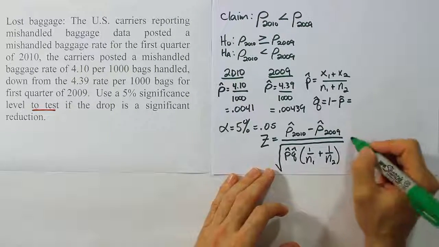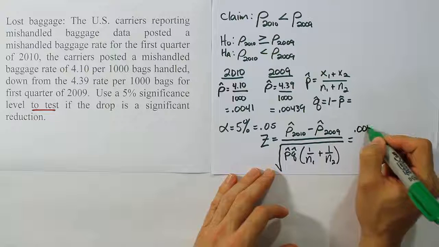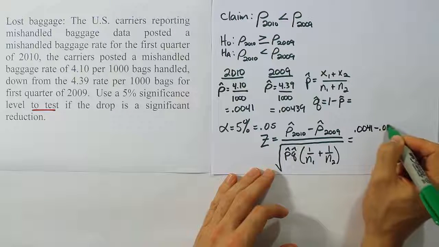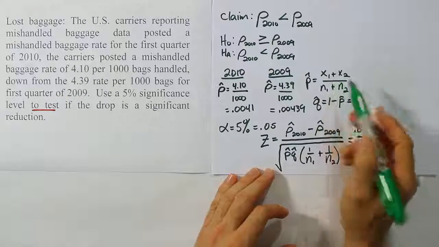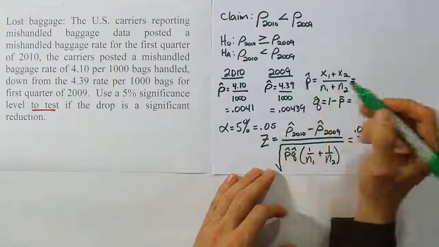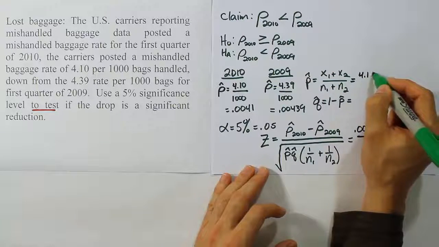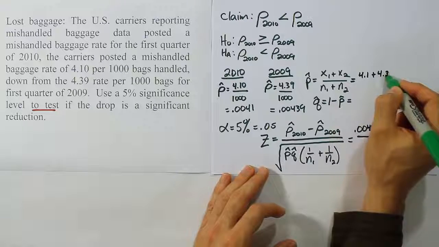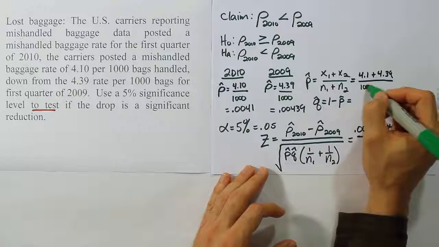So we'll have the rate here of 0.0041 minus 0.00439 all over. Let's work out what this p-hat value will be. It'll be, in this case, 4.1 added to 4.39 all over 1,000 plus 1,000.